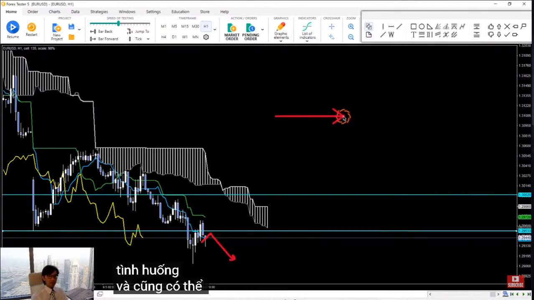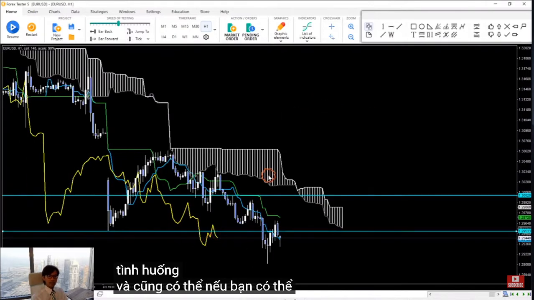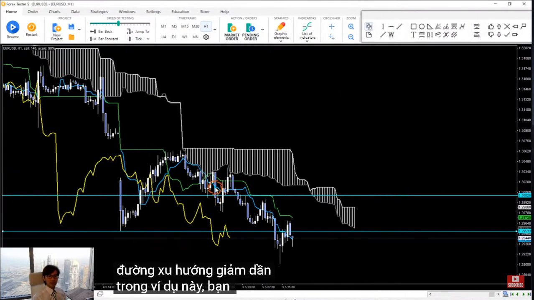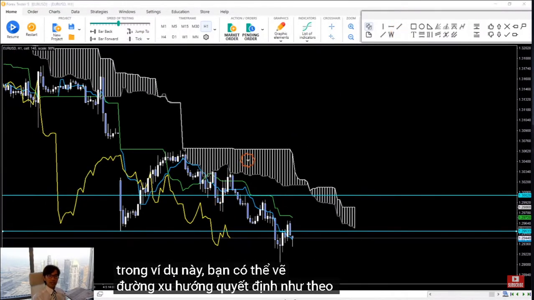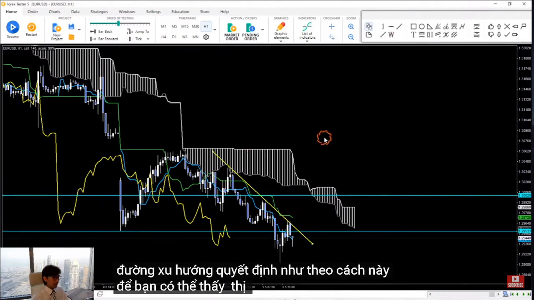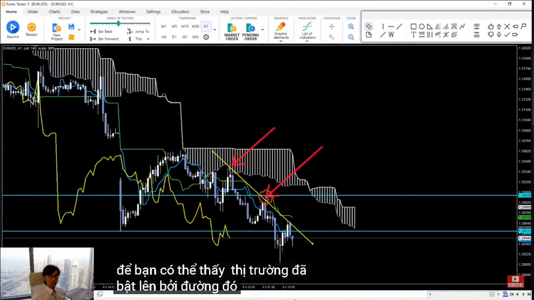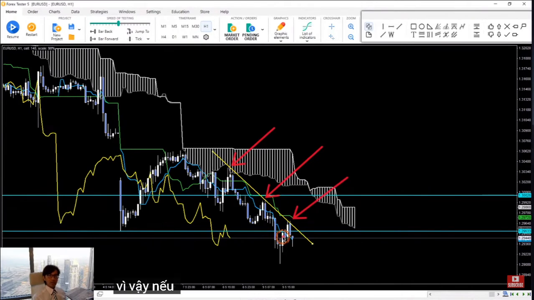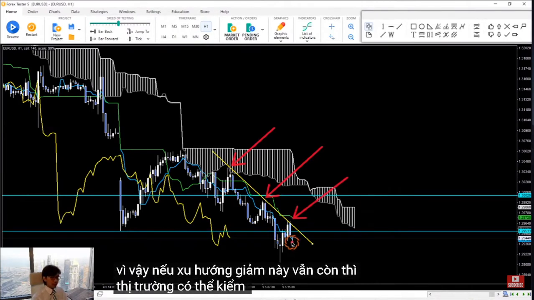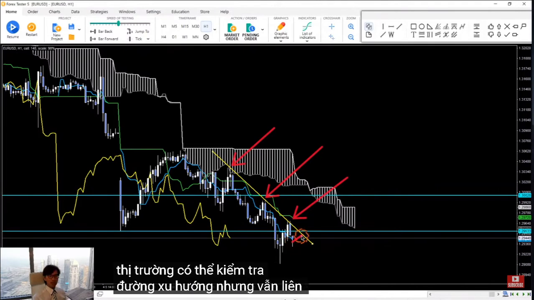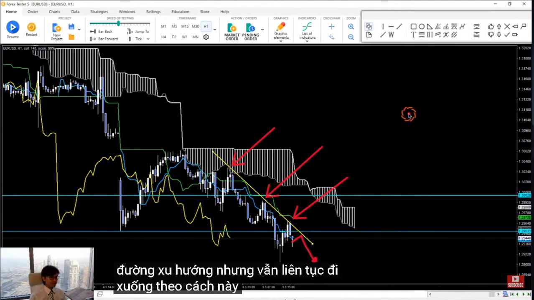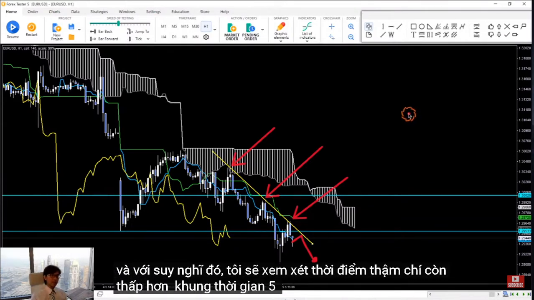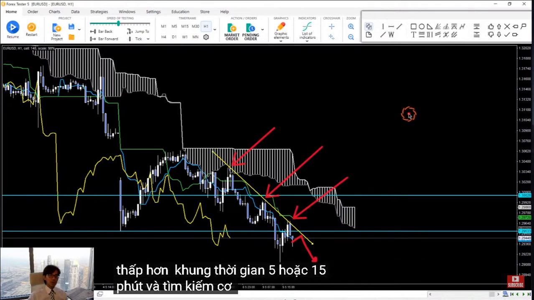And also, if you look at the downtrend, you can draw the descending trend line in this example. You can draw the descending trend line like in this way. So you can see the market has been bouncing by that line twice and 3 times here. So if this downtrend is persistent, then the market might test the trend line, but still continuously go down this way. And with that in mind, I look at even lower time frames, either 5 or 15 minute time frames, and look for an entry chance.